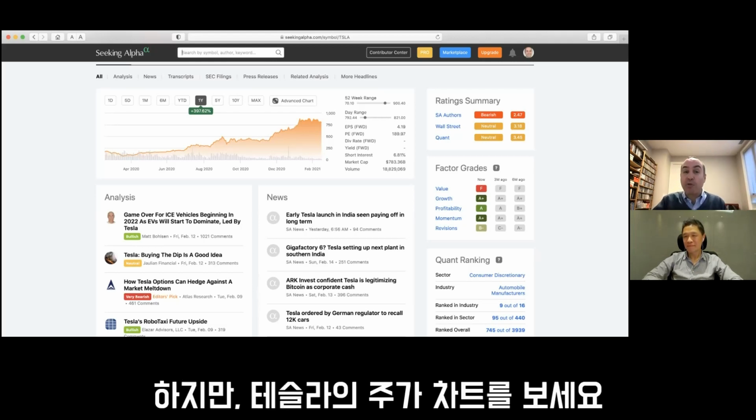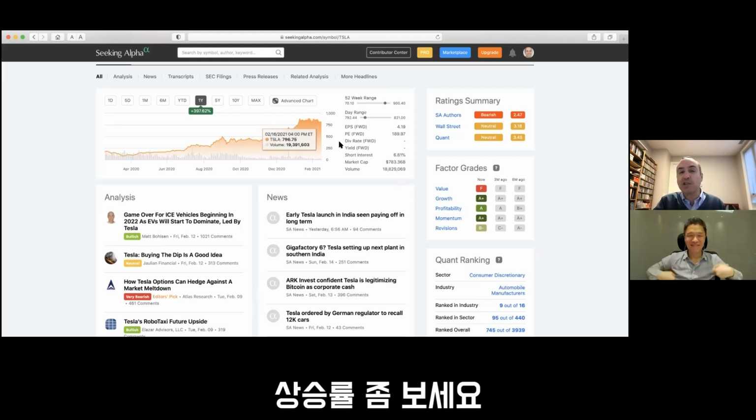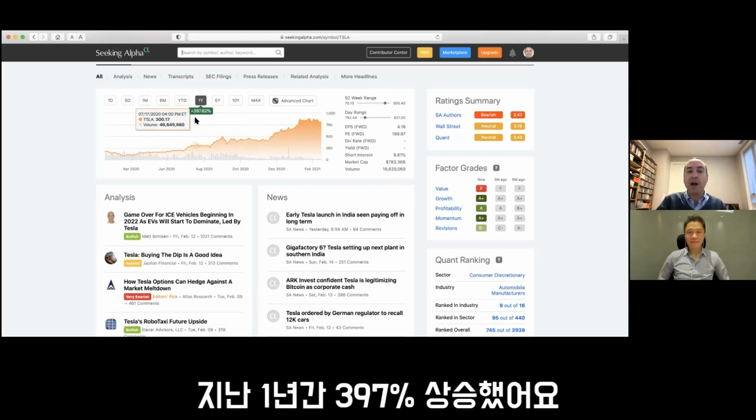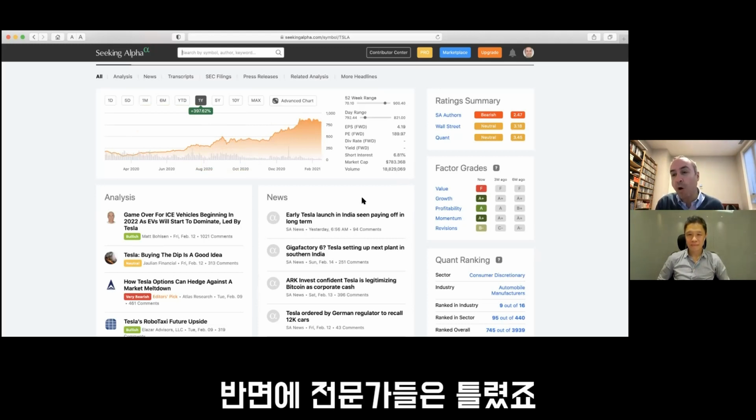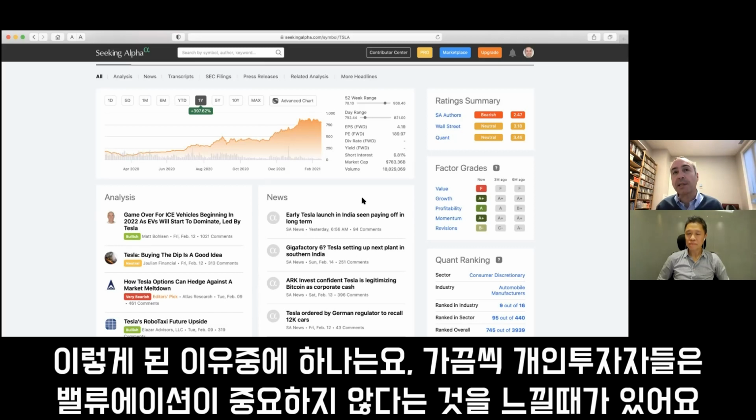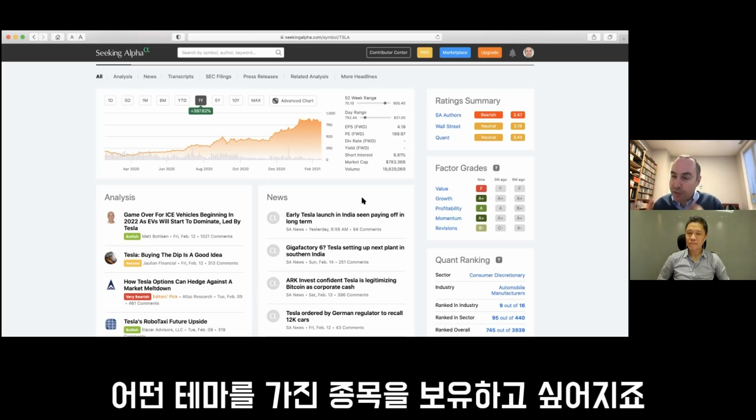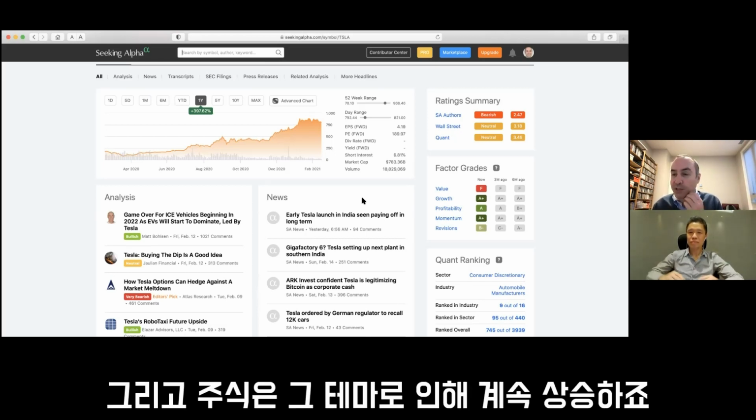And if you look at the price chart for Tesla, this stock just went, look at this. It's up 397% in the last year, right? And so the individual investors in South Korea and in America who were buying Tesla, they got it right when the professional investors got it wrong. And part of the reason is that sometimes individual investors sense when valuation doesn't matter and you want to own certain themes, and stocks are going up because of those themes.